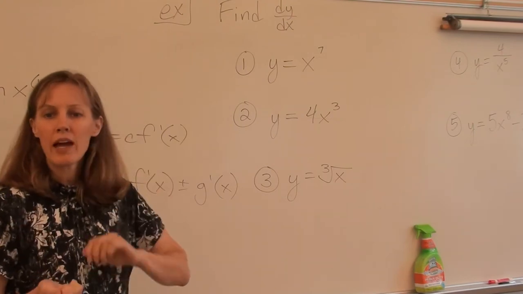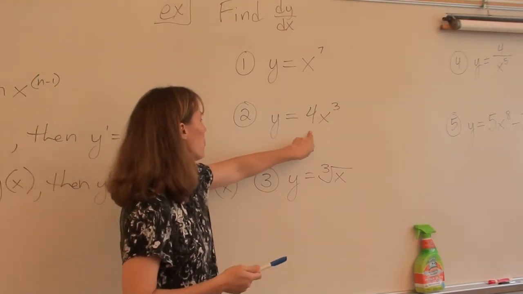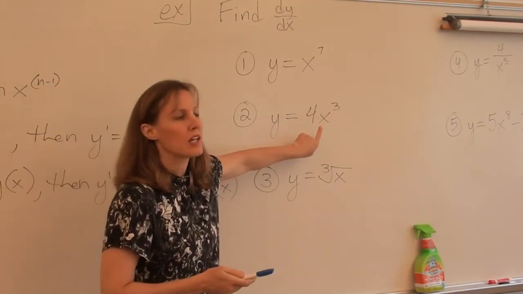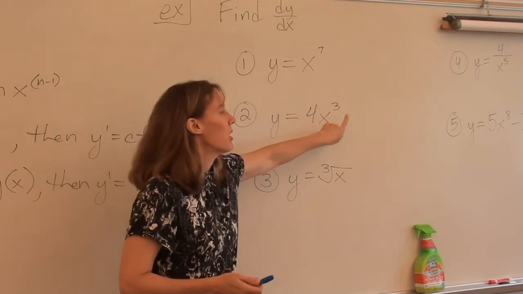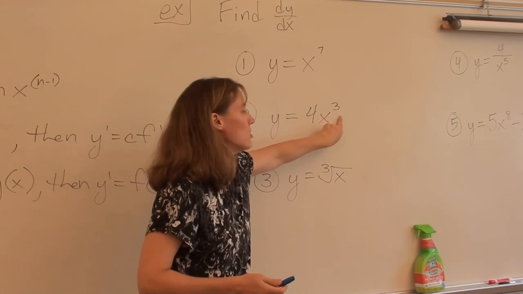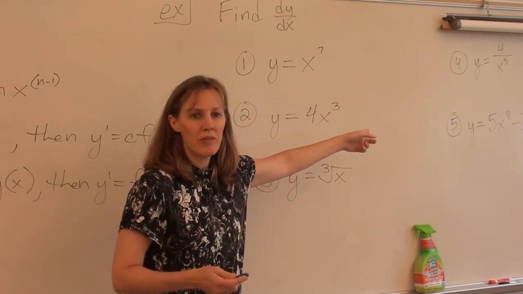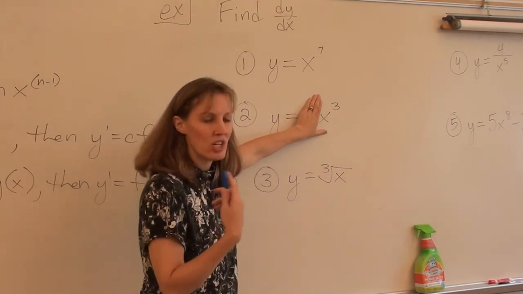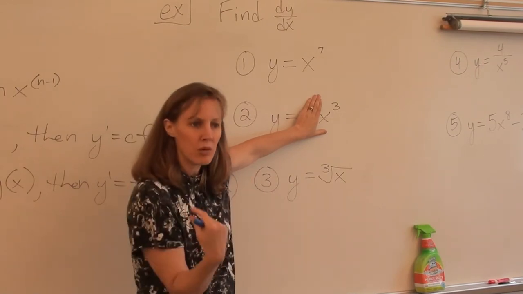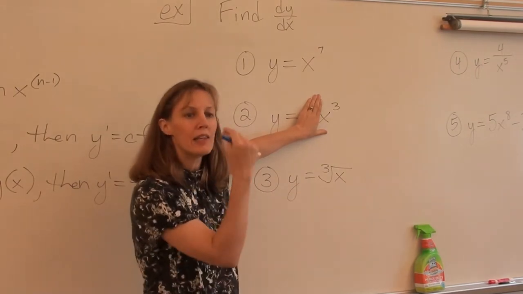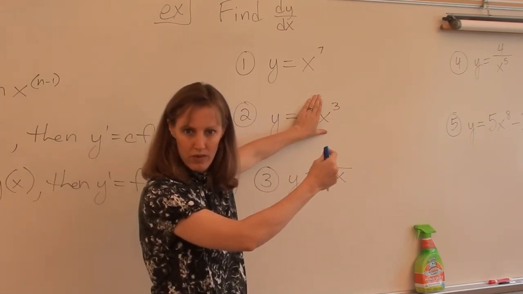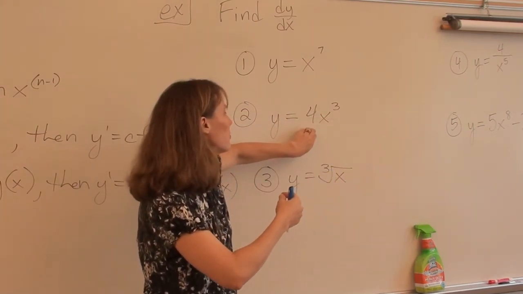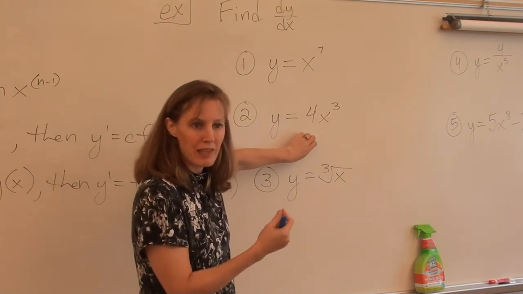Okay. So the second one says y equals 4x cubed. This is a constant multiple, and this is a power, right? So we have 4 times x cubed. Normally when I do a derivative, if I were to do just the derivative of x cubed, I would put the power 3 out front and then reduce it by 1. So you get 3x squared. But when there's a number in front, that has to get multiplied by the answer.